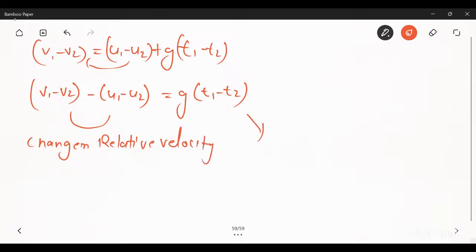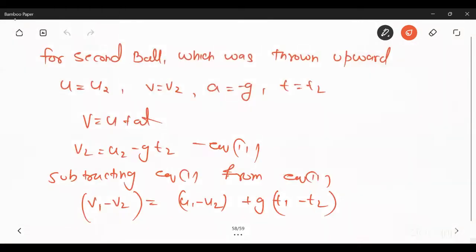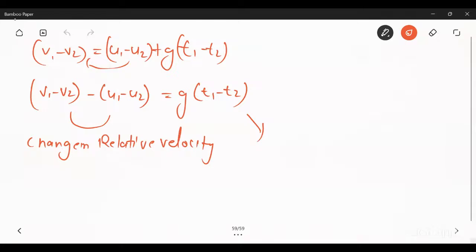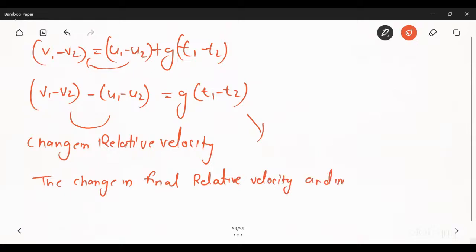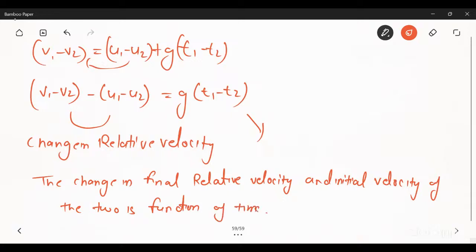And what is this? A function of time. So we have proved that the change in velocity is a function of time. You can write that the change between the final relative velocity and the initial velocity of the two is a function of time. Okay, so those are some important questions.